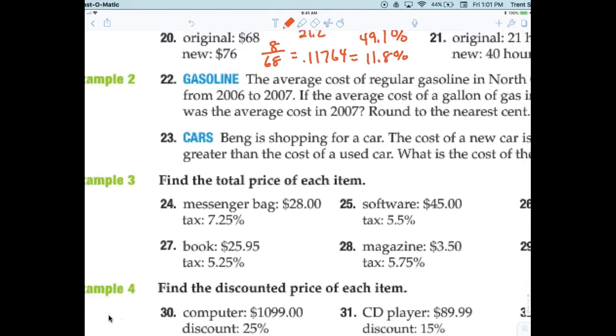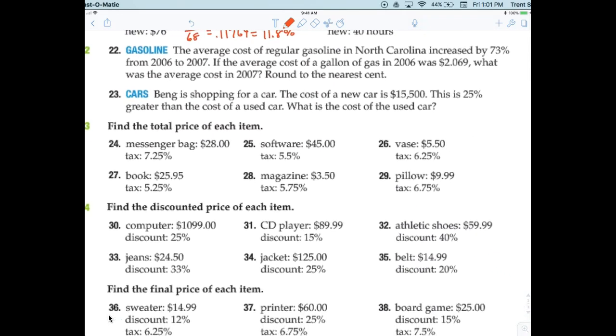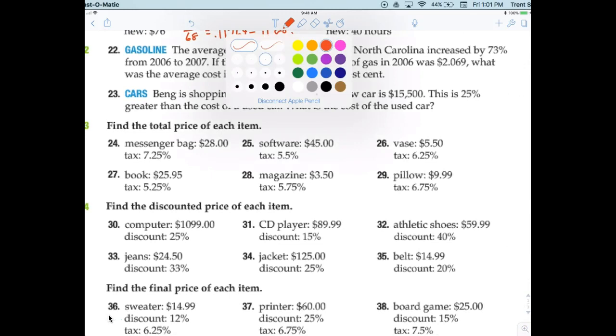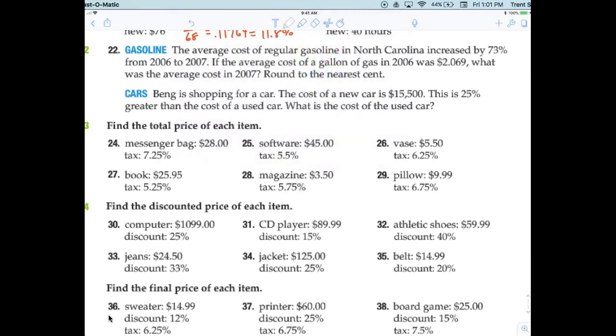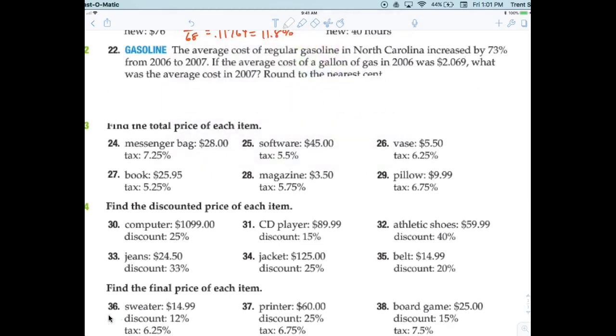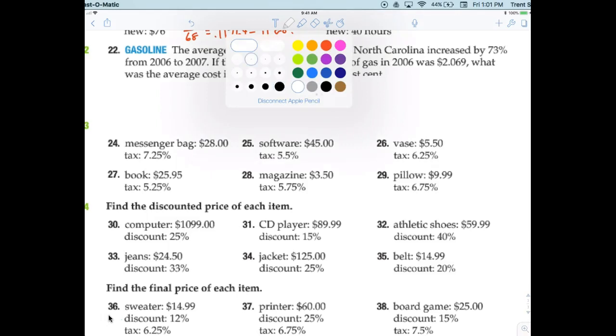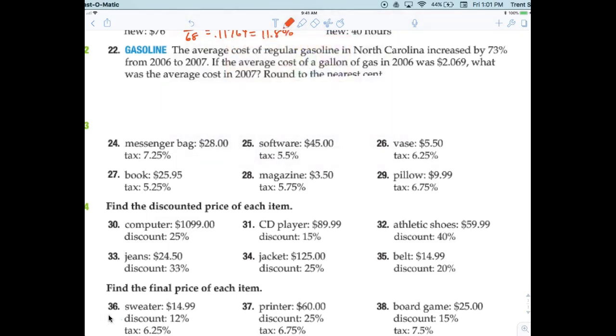22. Okay. Hold on one second. Girls, come on. Alright, so read it to me. Go. The average cost of regular gasoline in North Carolina increased by 73% from 2006 to 2007. The average cost of a gallon of gas in 2006 was $2.69. What was the average cost in 2007?